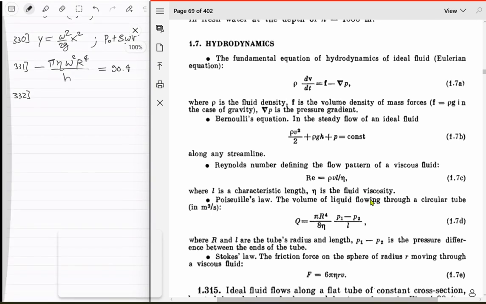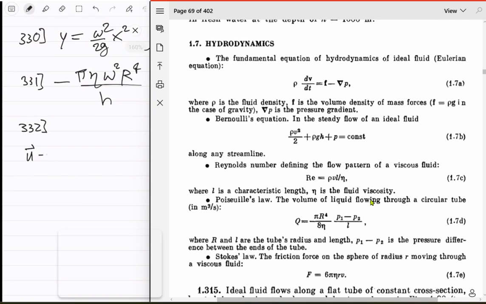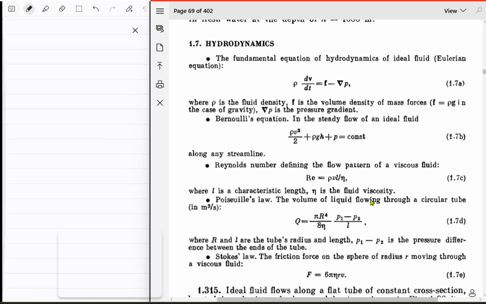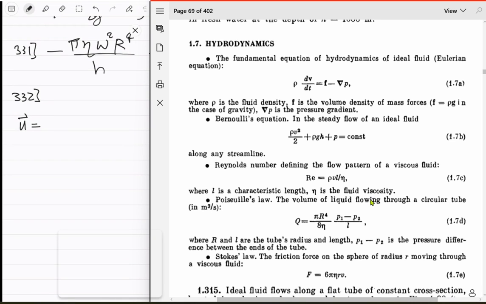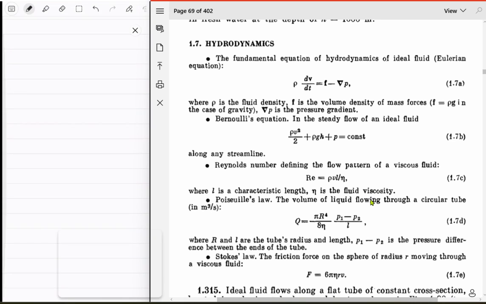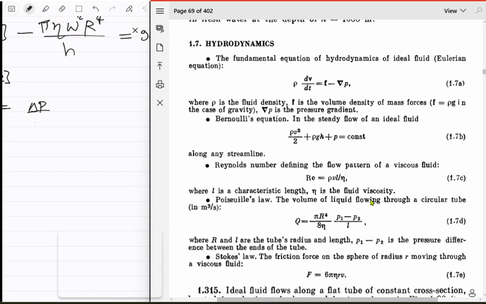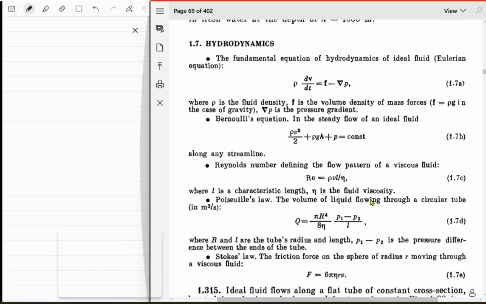So what did we get? We just got u vector is equal to negative 1 upon 2 eta partial p. Actually, you know what? Partial p upon partial z looks like it's not constant everywhere. It is in fact constant, right? So we have to show that. So instead of that, just do this thing delta p upon 2 eta L. Okay, and we just have this thing.